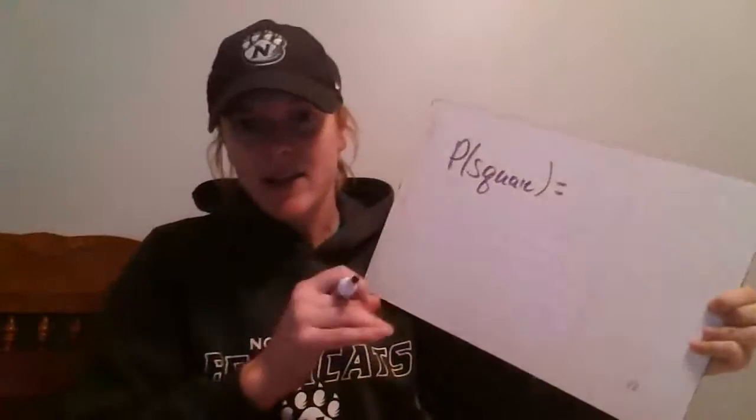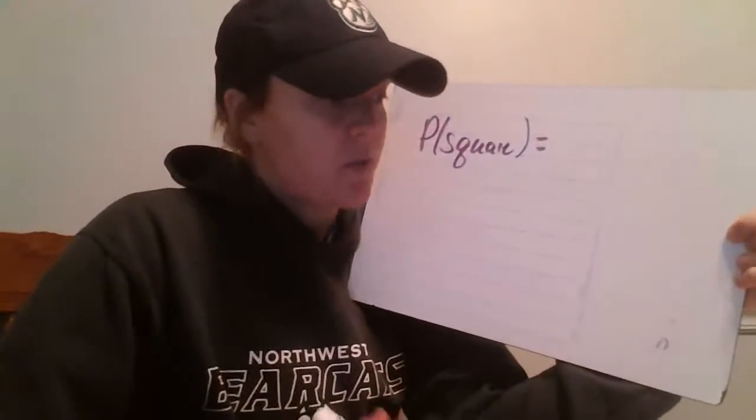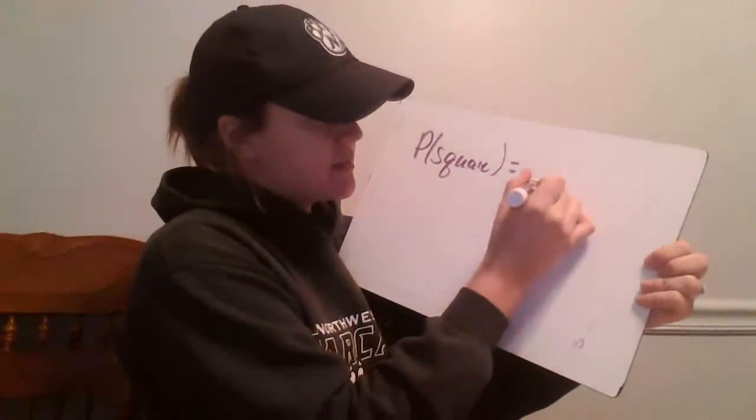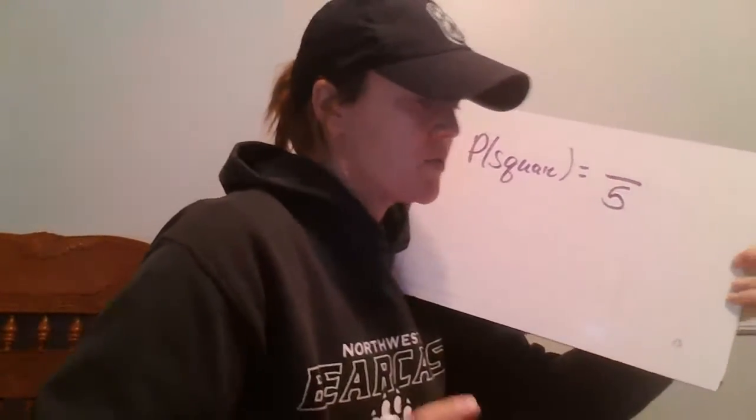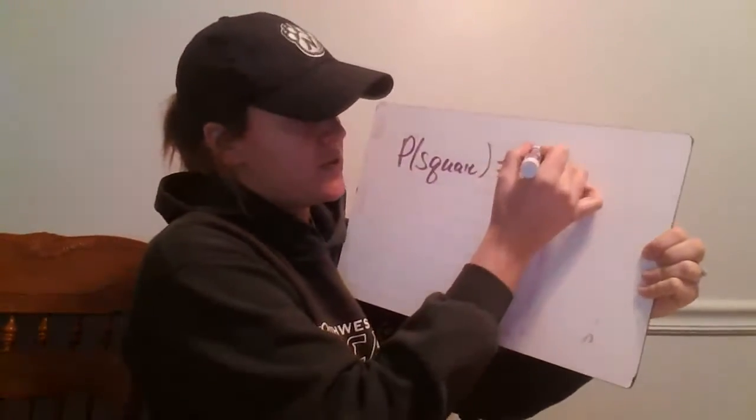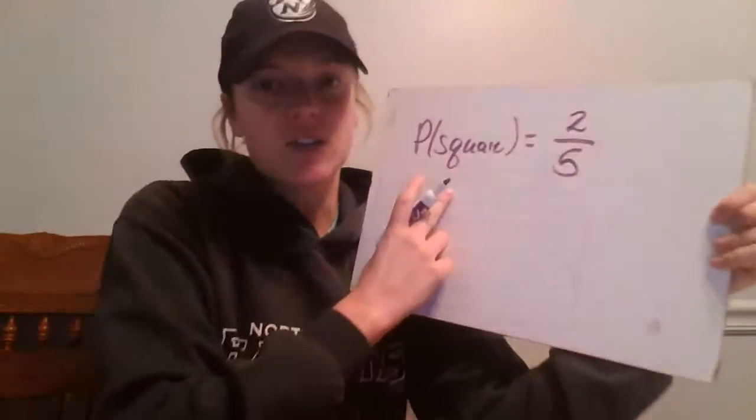B. So B says, find the probability of a square, keeping it, and then drawing a circle. So we first need to find the probability of actually drawing a square. Okay, so now all the shapes are back in there. This is a different one. So we know that we have 5 shapes in all, and it says that we have 2 squares. So we have to put 2 over 5 to get a square.